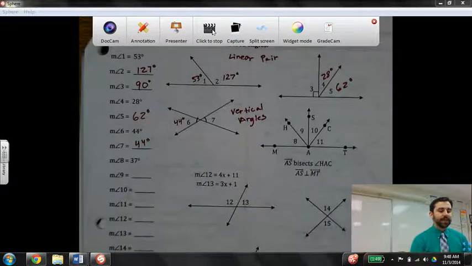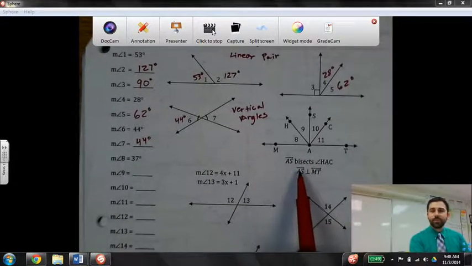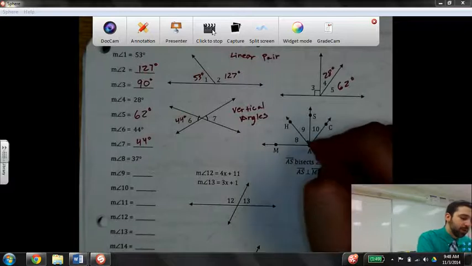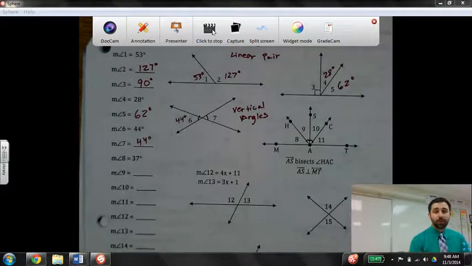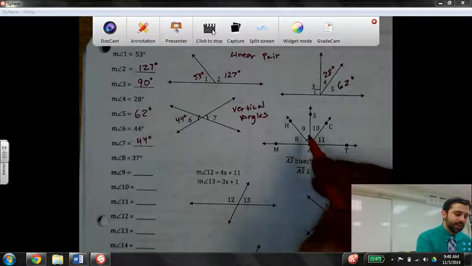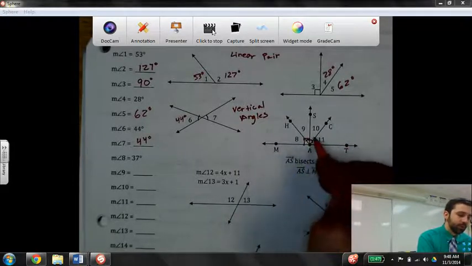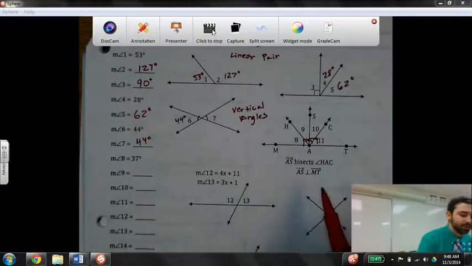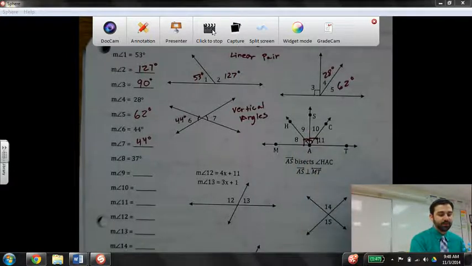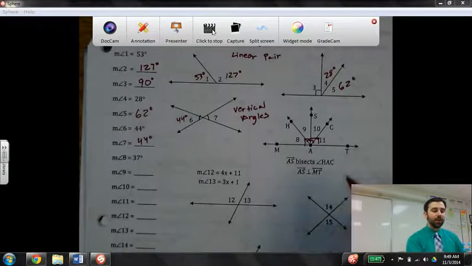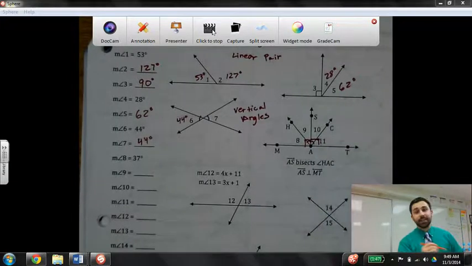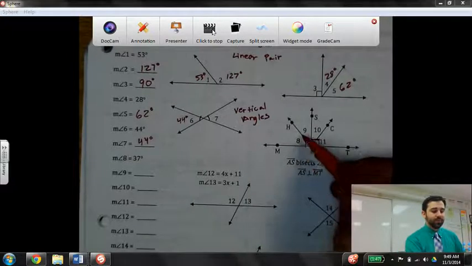Now let's look at 8, 9, and 10. Notice the information given says ray AS bisects HAC, so we can mark angle 9 and angle 10 congruent based off of what we know about an angle bisector. And then ray AS is perpendicular to MT. So from what we know about perpendicular lines, the measures of 8 and 9 will add up to 90 degrees, and the measures of 10 and 11 will add up to 90 degrees, which makes 8 and 9 complementary and 10 and 11 complementary, which then makes 8, 9, 10, 11 all supplementary, meaning all of these angles will add up to 180.